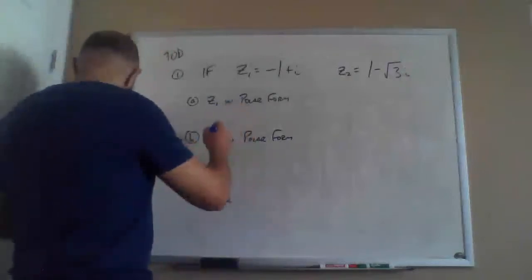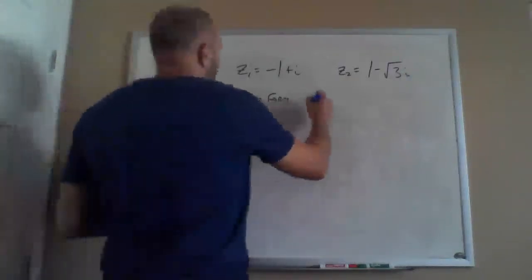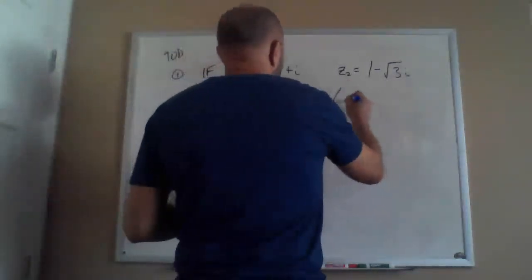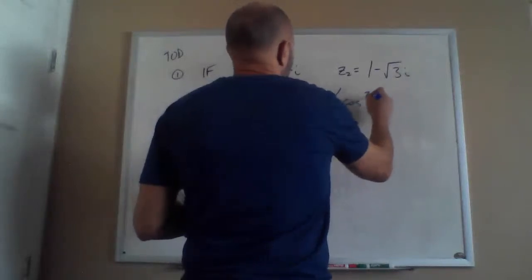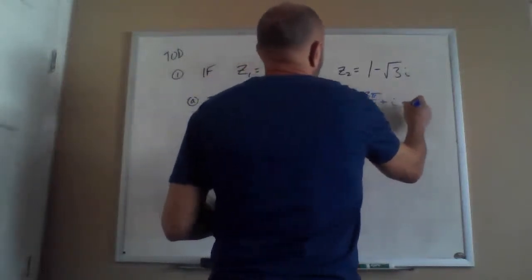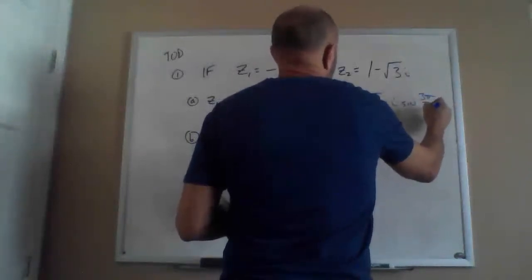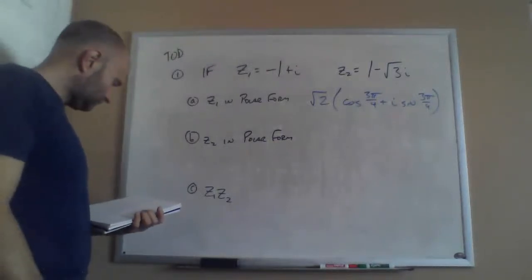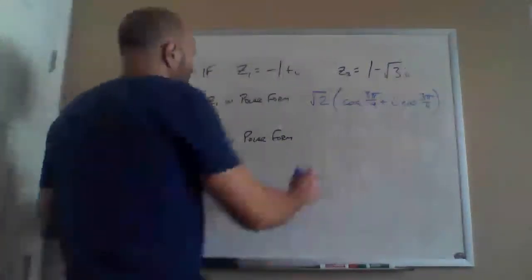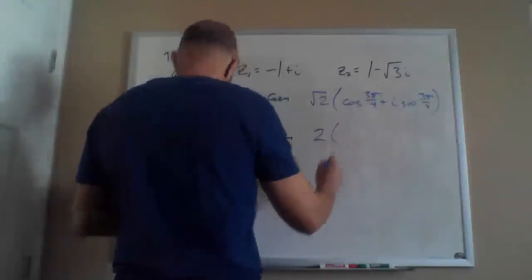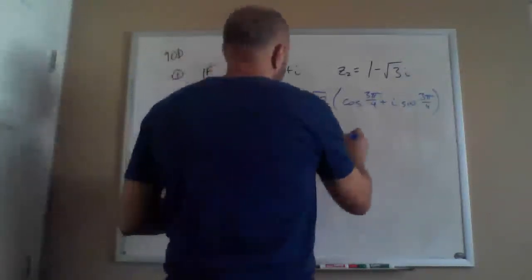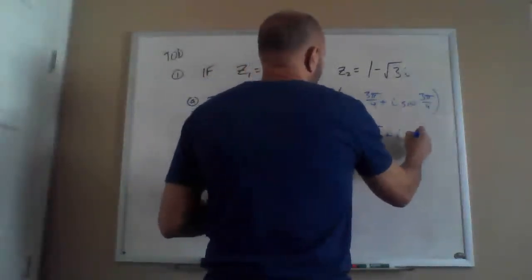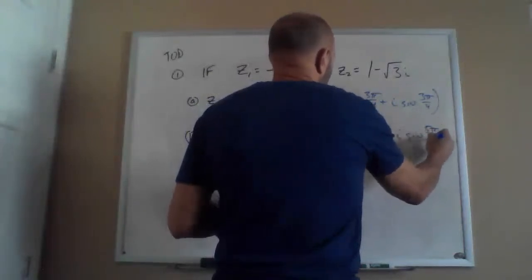So Z1 in polar form should be square root of 2 times cosine of 3 pi over 4 plus I sine of 3 pi over 4. Z2 should be 2 times cosine 5 pi over 3 plus I sine of 5 pi over 3.